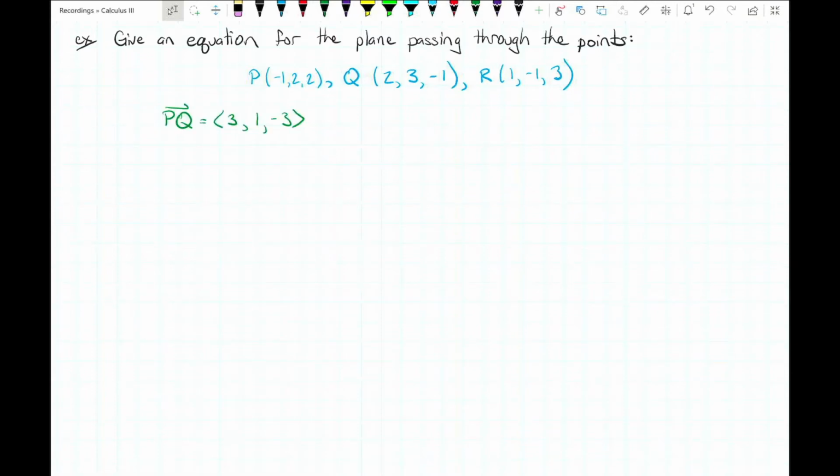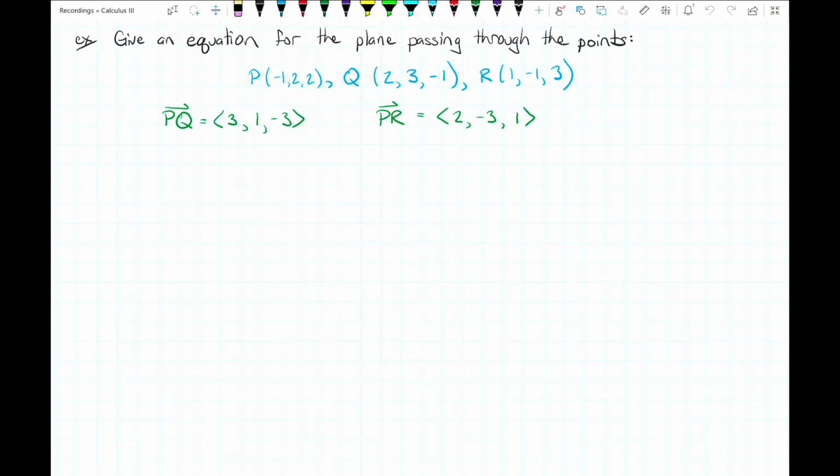From P to Q, that would be 3 units in the positive x direction, 1 unit in the positive y direction, and 3 units in the negative z direction. And why don't we use PR as our second vector? Now, I specifically chose PQ and PR so that both vectors have the same initial point P, although that's not necessarily imperative. We would just need to have 2 vectors in the plane.